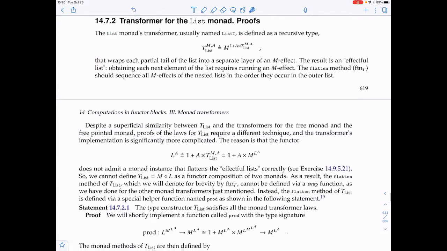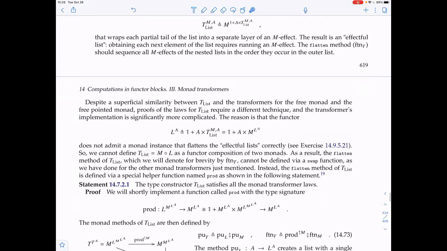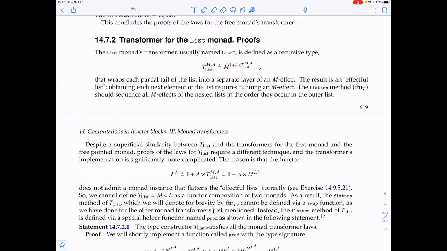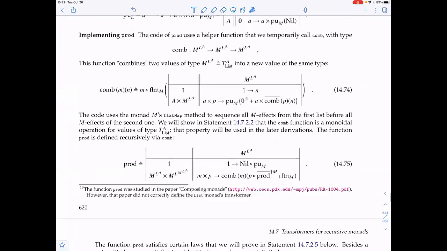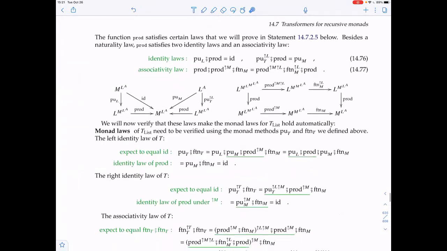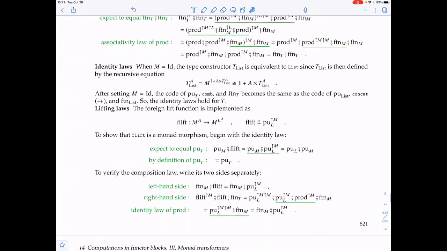Okay, and the other recursive monad is list. So for the list, the transformer is defined again recursively, where M is used inside recursively. So similarly, this is not a compositional transformer, and actually we cannot use swap in the same way here, because this is not a monad that we can use. It's 1 plus this, which is not itself a good monad. So we do have some tricks here to prove the laws, and it's quite complicated.